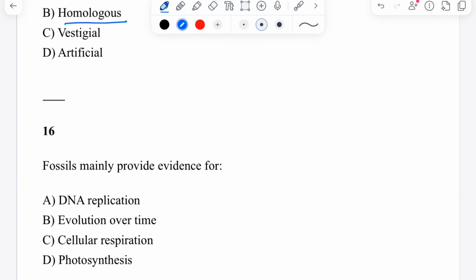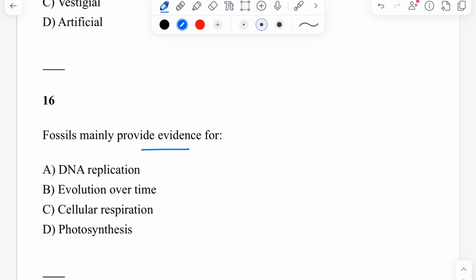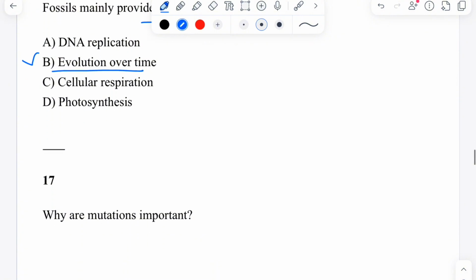Number 16. Fossils mainly provide evidence for A. DNA replication, B. Evolution over time, C. Cellular respiration, and D. Photosynthesis. Number 16, B. Evolution over time. For what? Fossils provide evidence of how organisms have changed over millions of years and help scientists study evolution.